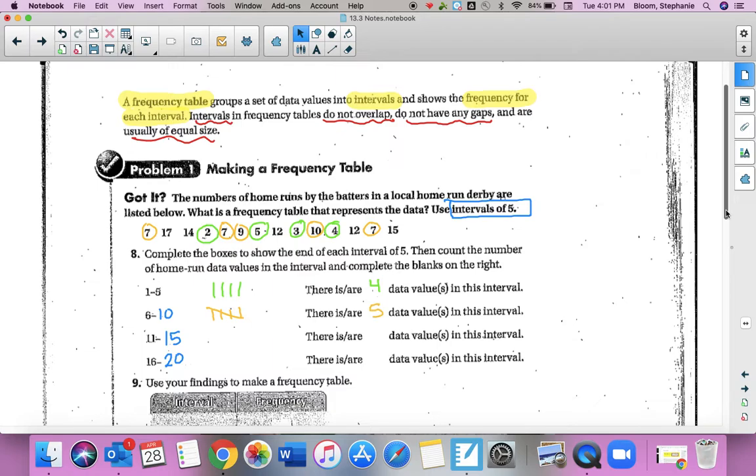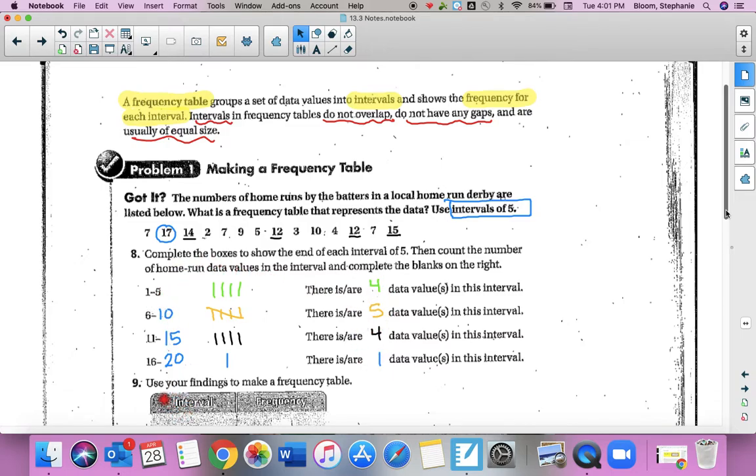All right, 11 through 15. Let's erase those. 11 through 15. I don't see an 11. I see a 12, another 12, I see a 14, and I see a 15. That occurred 4 times. And then 16 through 20, I see a 17 in that, and that's all I see. So there's only 1 of those in that interval. Okay, so now we have the intervals, and we found the frequency of each interval.